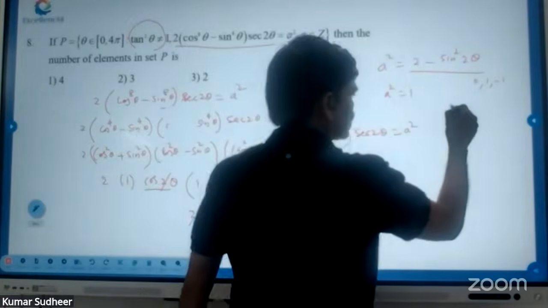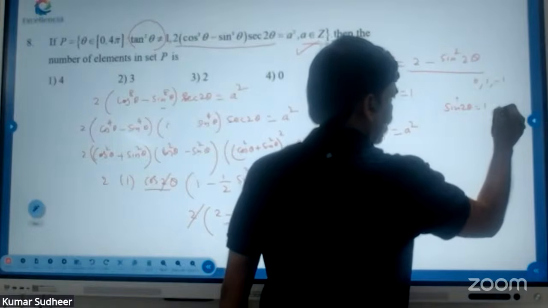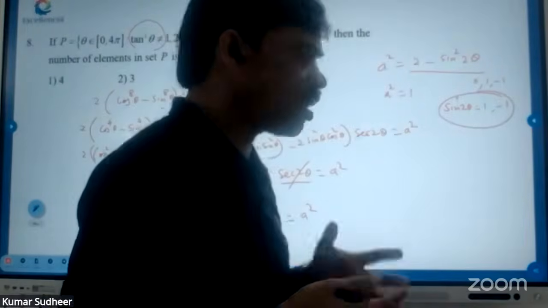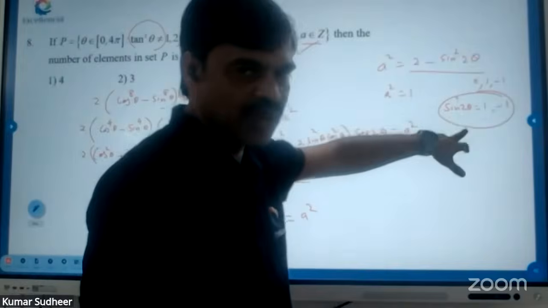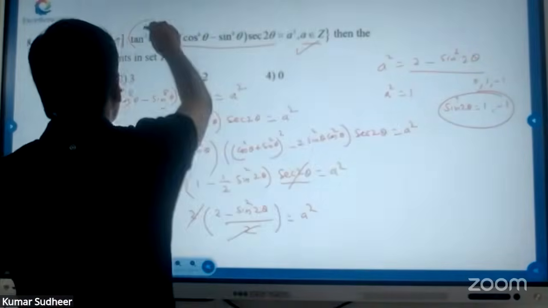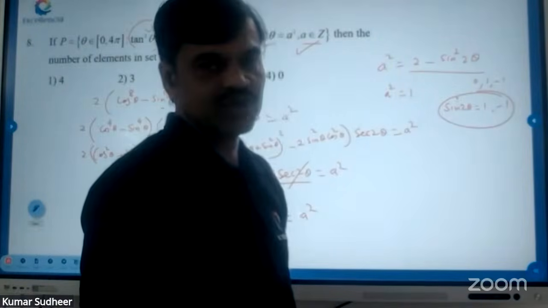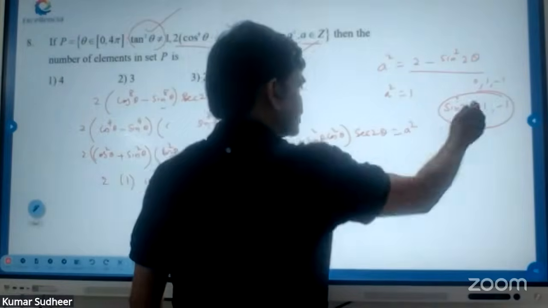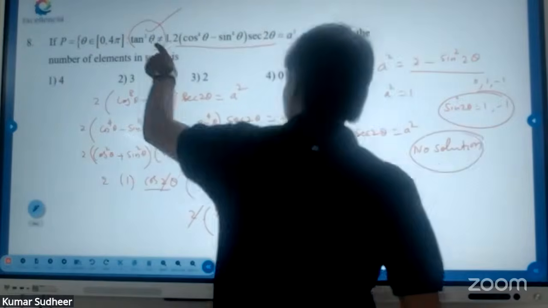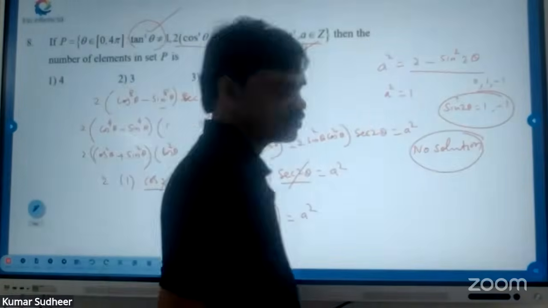But what we are substituting is sin 2 theta equal to 1 or minus 1. Whenever we put sin 2 theta as 1 or minus 1, all of you know that 2 theta will be either pi by 2 or minus pi by 2, 3 pi by 2, and so on. At those points, what happens to tan squared theta? Tan squared theta also becomes 1 for those values. Therefore, there is no solution for this equation. It's not possible, since it is given that tan squared theta is not equal to 1. So the number of elements in this set is nothing but zero.